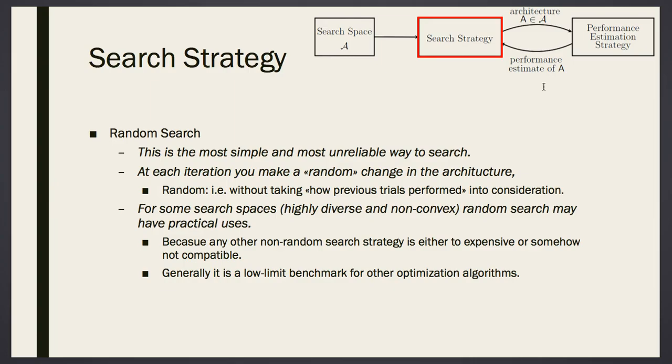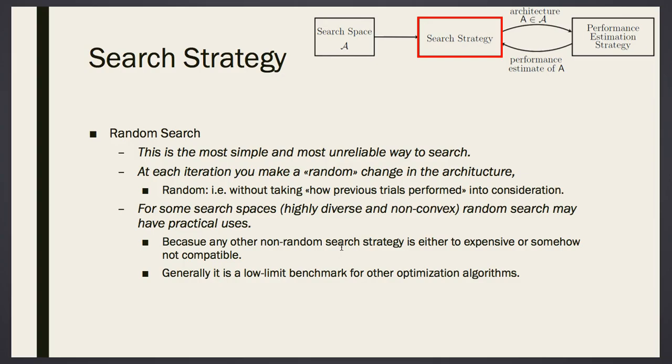I mean, why do we have this random search? Well, you're using random search because it's so diverse, because any other non-random search strategy is either too expensive or somehow not compatible. It won't converge. In those cases, you may use it as a preliminary search maybe, but usually random search is used as a benchmark for other optimization algorithms.